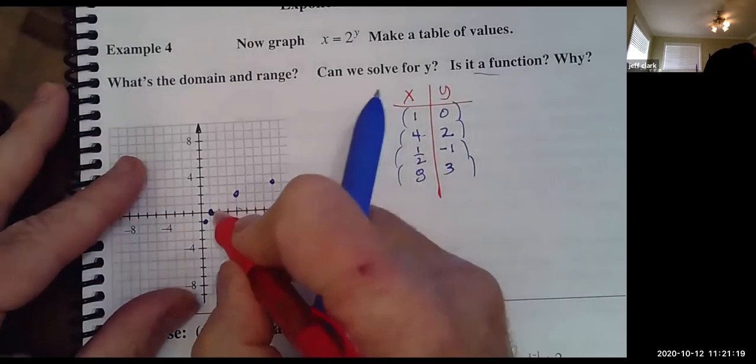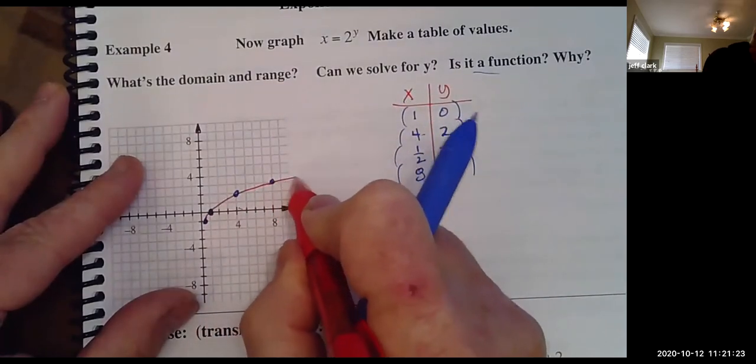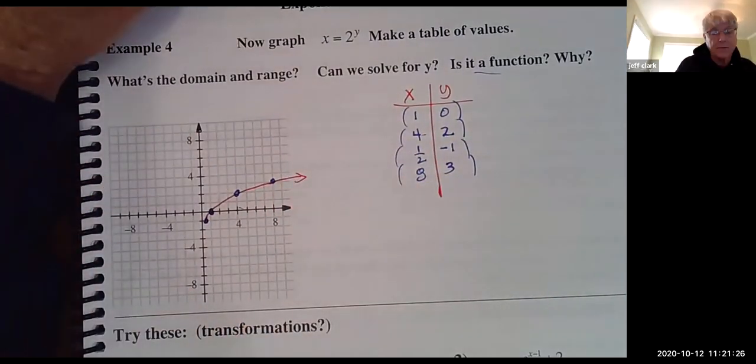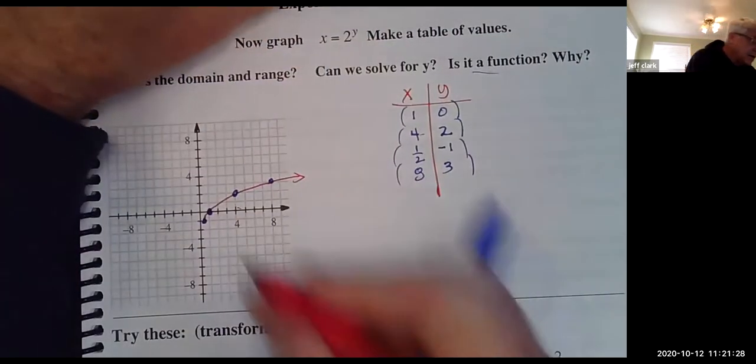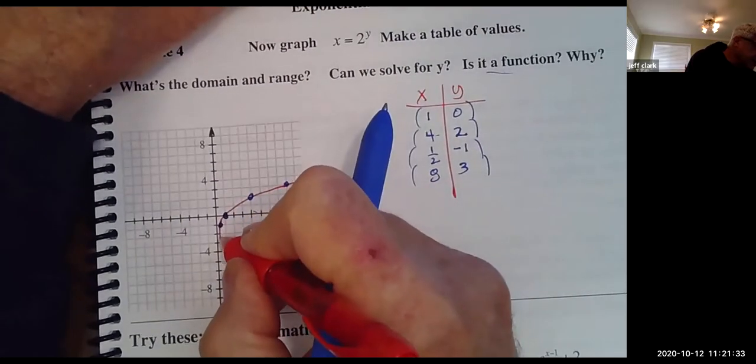Now if I connect the dots, of course you know you're not going to stop. You'd feel like this is probably going forever to the right, and that's true. It looks like it stops, but it doesn't. It actually turns this way.